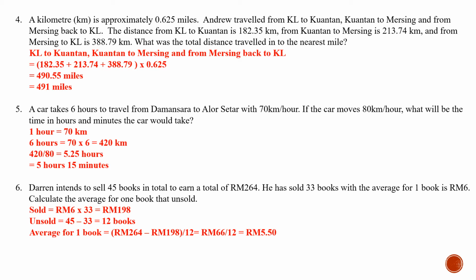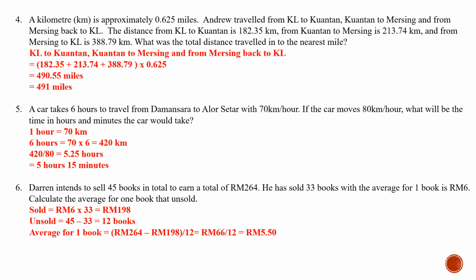Okay, the car would take... So 1 hour is 70 kilometers. 6 hours, how many? You take 70 times 6, which is 420 kilometers. All right, so 420 kilometers, you will divide it by 80 because now the car is moving at 80 per hour, you understand? So you will get 5.25 hours.